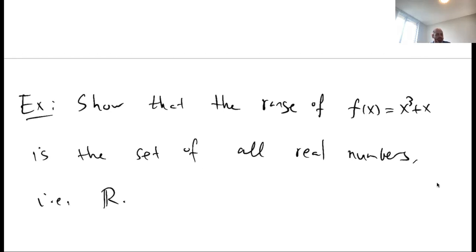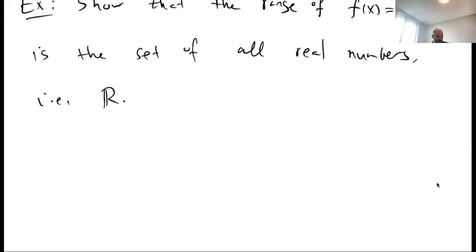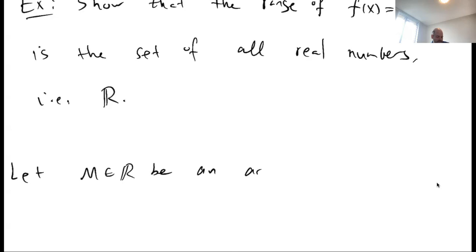Remember, we were looking at this example, x cubed plus x. We saw that this is a one-to-one function, and therefore invertible, and the inverse is continuous on the domain of f inverse, which is the range of f. And I promised you that I'm going to show you that the range of f is the set of all real numbers. So how can we show that? So let m belong to R be an arbitrary real number.